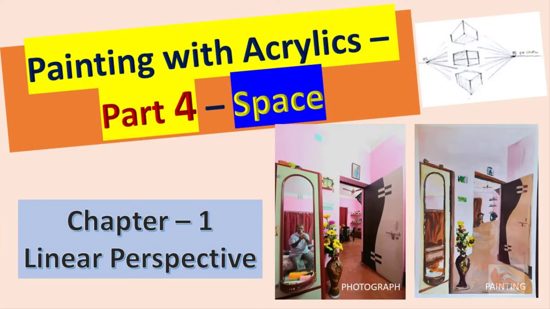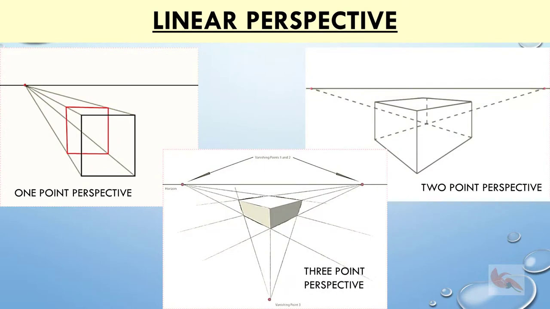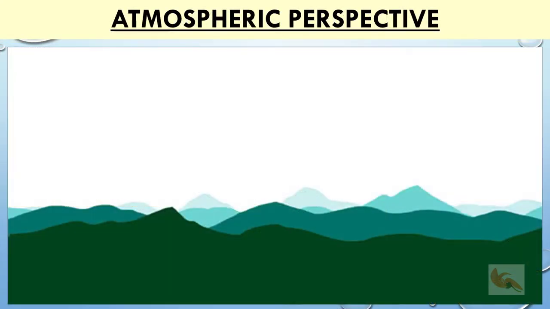Today in this video, we'll see in brief how to create the illusion of space. That is how we can convincingly portray objects on a painting which look to exist far away or near to the observer. This topic of space will take me about two videos. This one primarily on linear perspective and the next one on atmospheric perspective.